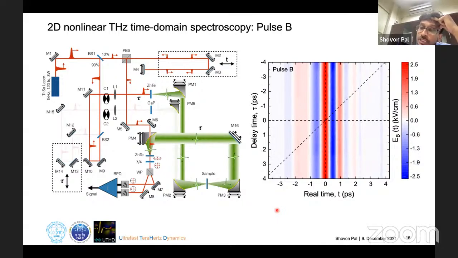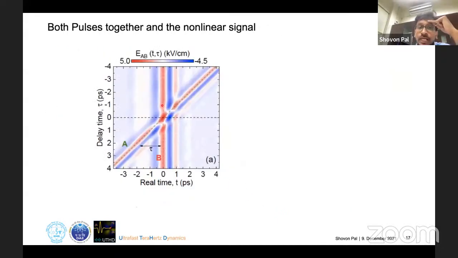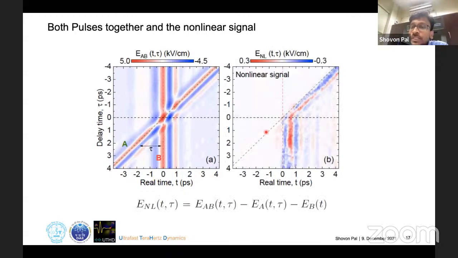Now, when you bring both the pulses together, this is what one would expect. From that point onwards, if you subtract the individual measurements that we took earlier, you can extract what is called the nonlinear signal, which you can clearly see lying in the causal range of the light-matter interaction region of this 2-dimensional scan. Now, one can go to the frequency domain and look at the different types of nonlinear signal.